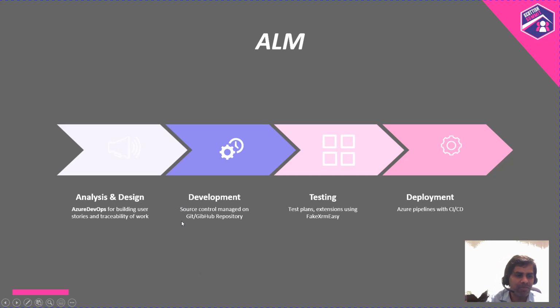Then we can do the development using Visual Studio Code or Visual Studio. Within that, we can access the Git or GitHub repository from the Azure DevOps portal. Then we can do a testing plan. We can do unit testing locally by using an extension, FakeXrmEasy.